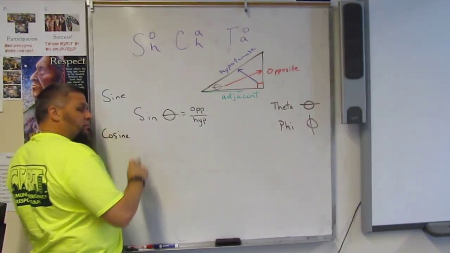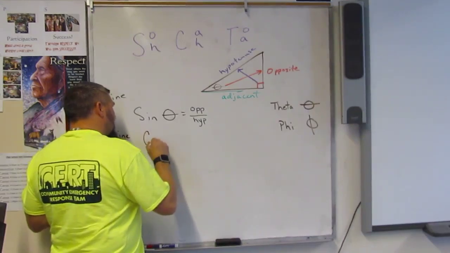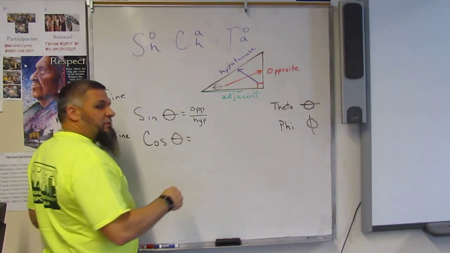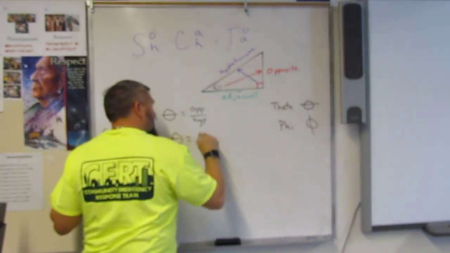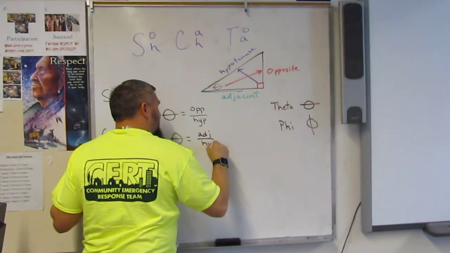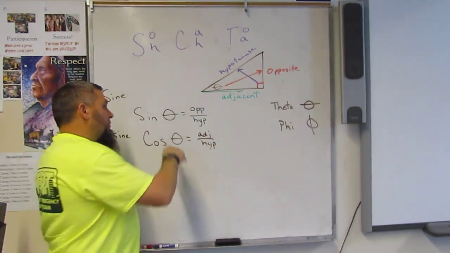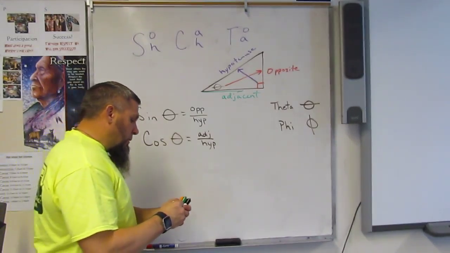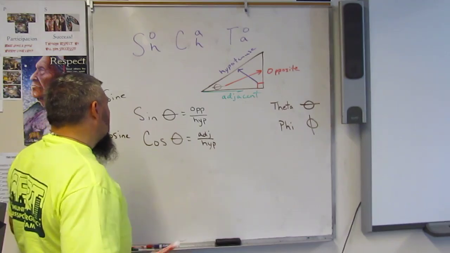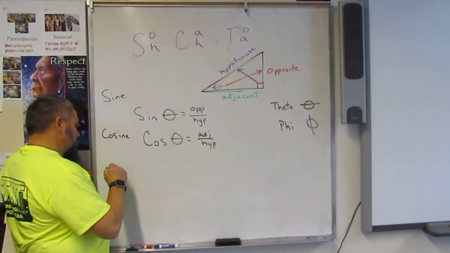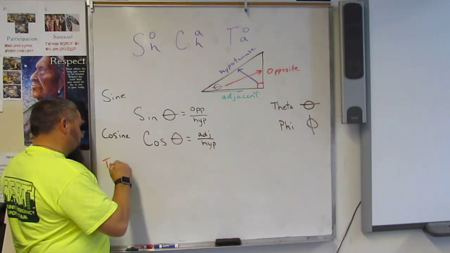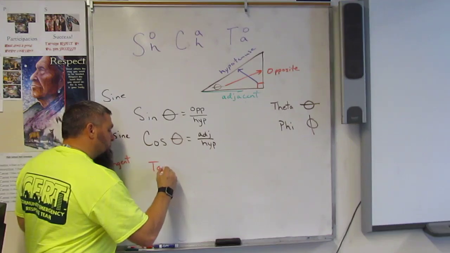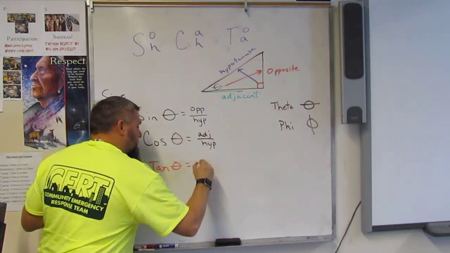Cosine is spelled cos theta is equal to adjacent over hypotenuse. Right? And then tangent. So tangent is tan theta is equal to opposite over adjacent.